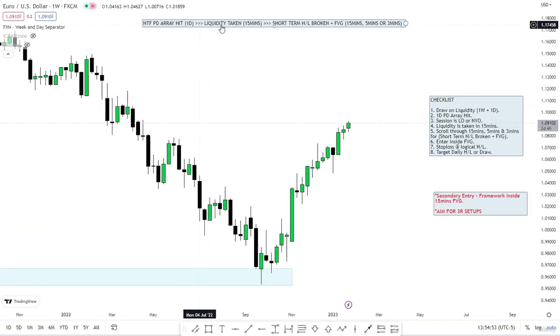So this is a simple process. You look for a higher time frame PDRA to be hit, which in this instance I've outlined the daily. Then you look for liquidity to be taken out in the 15 minutes chart during the kill zone sessions. And then you look for a short-term high or low to be broken, leaving an imbalance either in the 15 minutes once it hits that higher time frame and takes out liquidity, or in the 5 minutes or 3 minutes. So I'll show you exactly how.